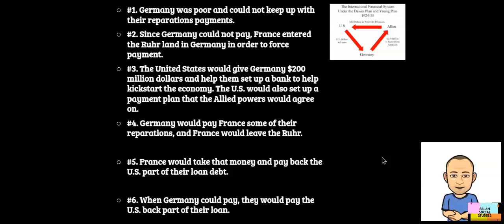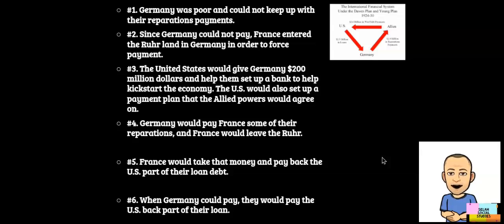With the German economy faltering, the U.S. stepped in and originally loaned them $200 million, set up the German National Bank and a payment plan. Basically, it was $1 million for the first 5 years and $2.5 million for every 5 years after that, as long as Germany was able to pay it.